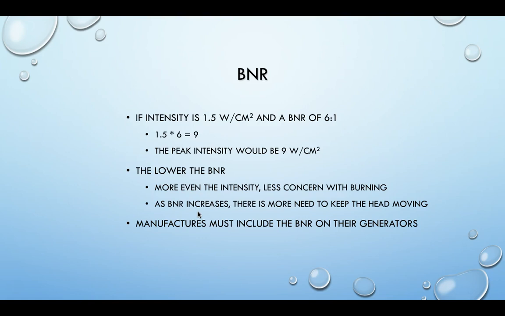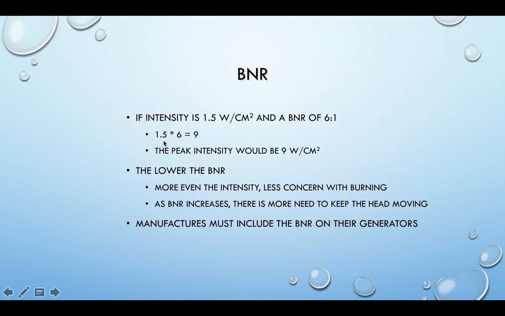Plus, think of it on the reverse side too. If we just kept stable, there are going to be areas coming off of that beam that are way below our intensity that we want. And so we would never raise those tissues directly below that intensity to the effects that we want. And so we move it around so that we get more of that average. Like I said, they have to have the BNR on the generators.